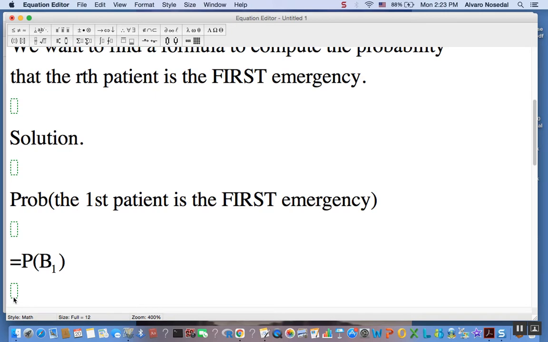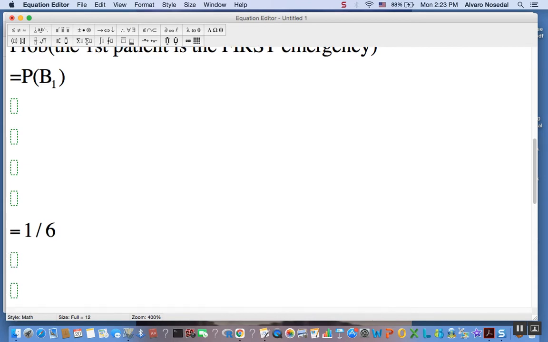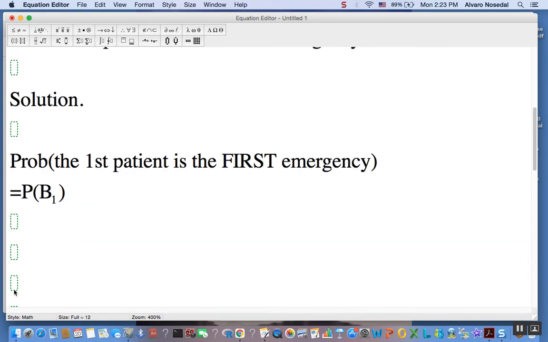So probability of B1, and we know from the information that we have that that probability is just 1 over 6. You guys agree?